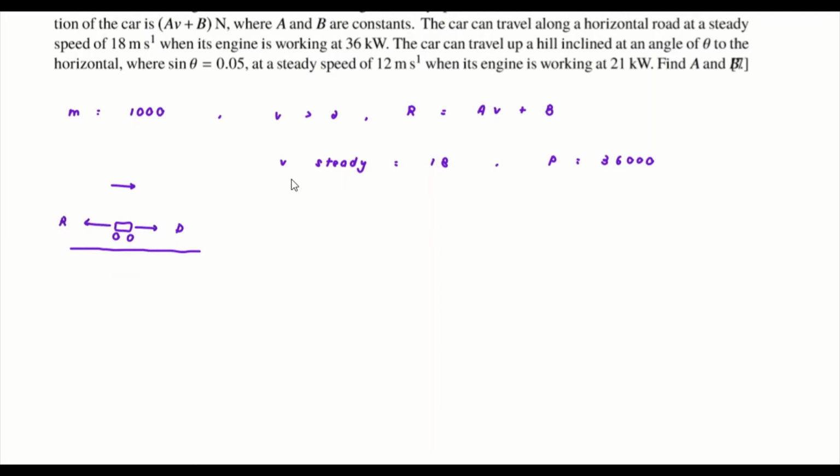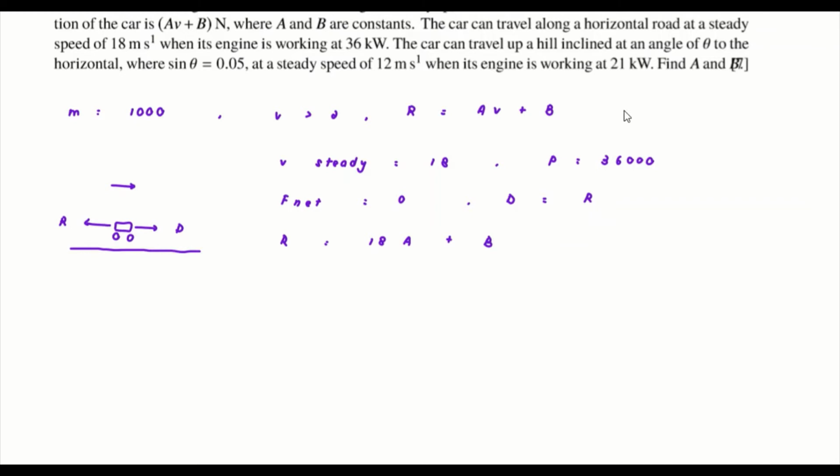Okay, given that the velocity is constant at 18, which means that if V is steady, our net force is going to be 0. So if the net force is 0, the driving force is equal to the resistance. We are given that the resistance is AV plus B, right? So we have the V as well. That's why in the first case, our resistance is equal to 18A plus B. Just substitute V by 18.